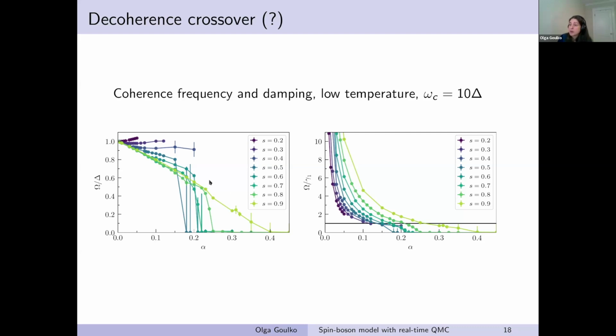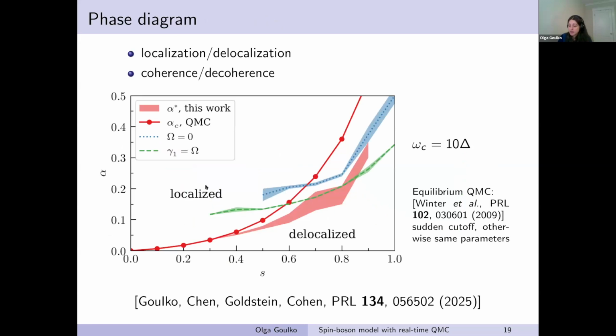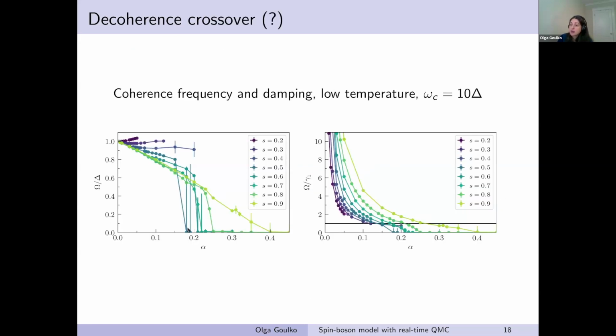But if we look at the frequency itself, we see a very, very different picture depending on the value of S. If we're deep in the sub-Ohmic regime, if S is smaller than approximately 0.5, then the frequency does not seem to decrease. It actually even increases a little bit at the beginning. But for larger values of S, there's eventually a very sharp drop of the frequency to zero. And this was more the hallmark of a sudden transition than of a crossover.